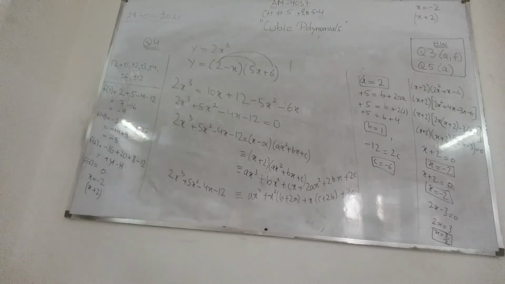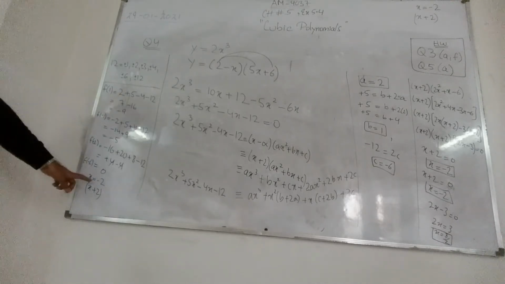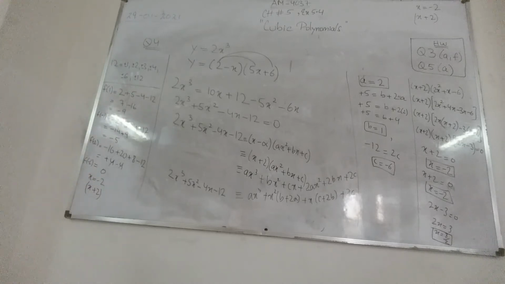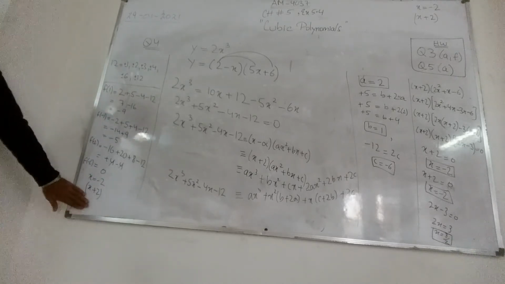I am going for minus 2 first. When I put minus 2, the remainder is 0, so this minus 2 is the value of alpha. I have my factor x is equals to minus 2. When this minus 2 will be shifted on this side, this will become x plus 2. So x plus 2 is one factor.